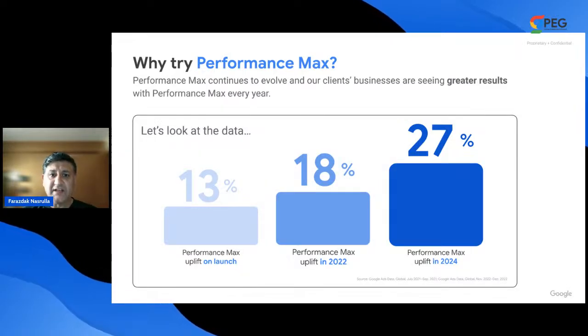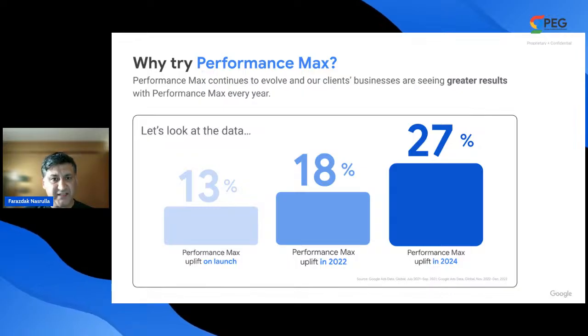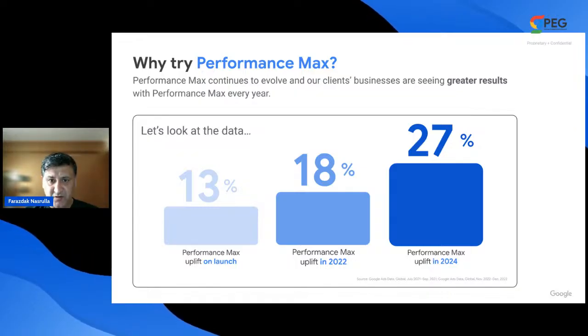Now, as you know, the digital landscape is constantly evolving, and staying ahead of the curve is crucial for any business's success. Otherwise, you're going to be left out of the chase. That's where Performance Max strategically comes in. Performance Max is a dynamic campaign that continues to evolve and adapt to the latest trends in digital advertising. This means you're always getting access to the most cutting-edge tools and strategies. Agencies and practitioners have seen remarkable results with Performance Max. In fact, the data shows an impressive uplift of 27% in 2024 alone.